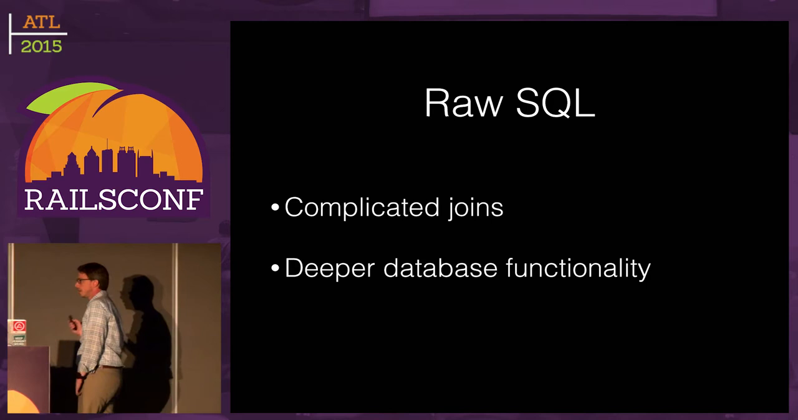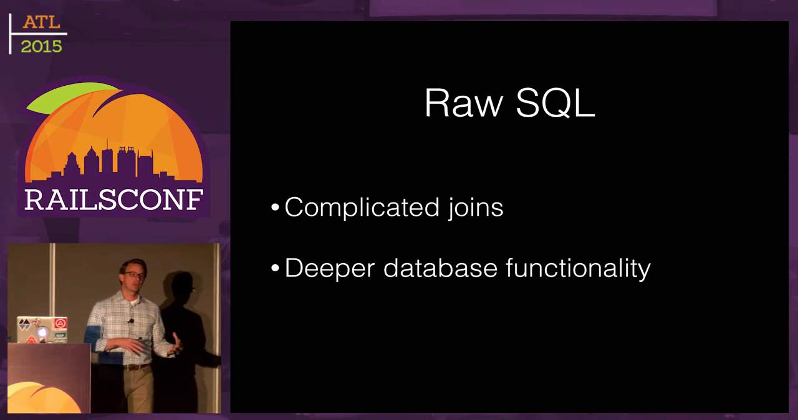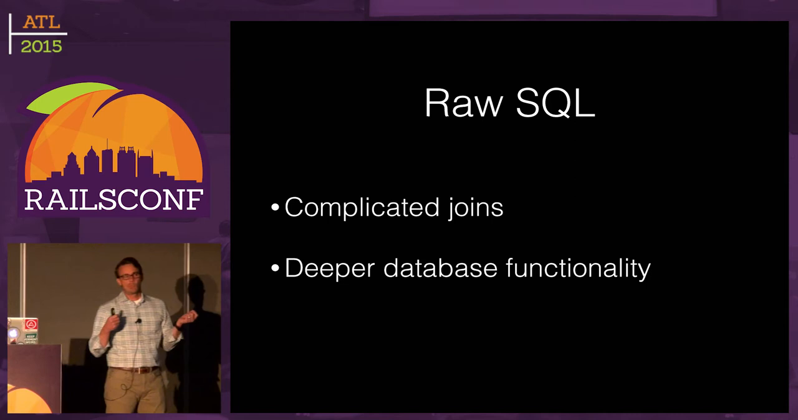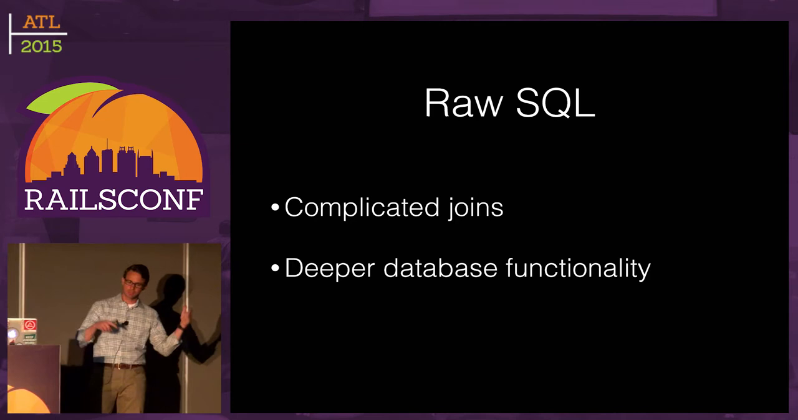Now, where I go to raw SQL is kind of in these two areas. You can build up complicated joins. You can do joins in Active Record with scopes. You can chain scopes together, and that's great. But it also starts to get kind of ugly, right? And so I find myself, rather than figuring out how all these things fit together, and then you've got this thing from this scope that's referenced in this other scope, and that's weird, I'd rather just write the query.